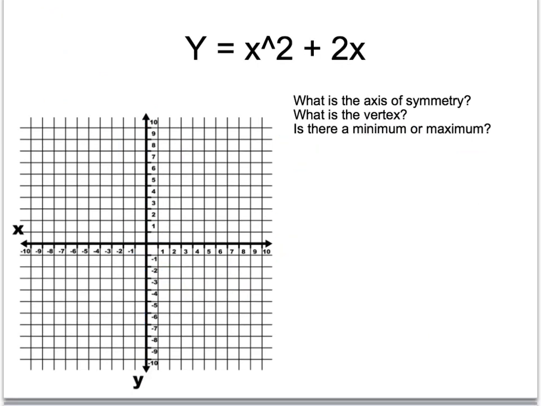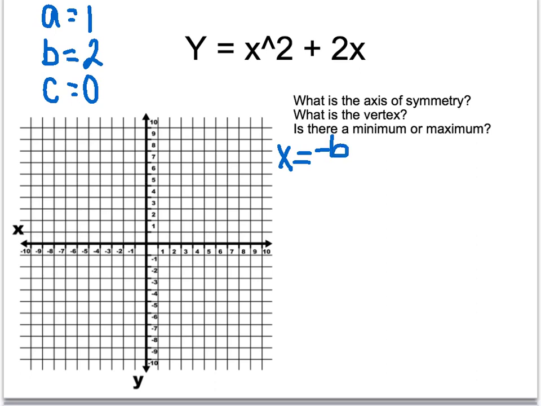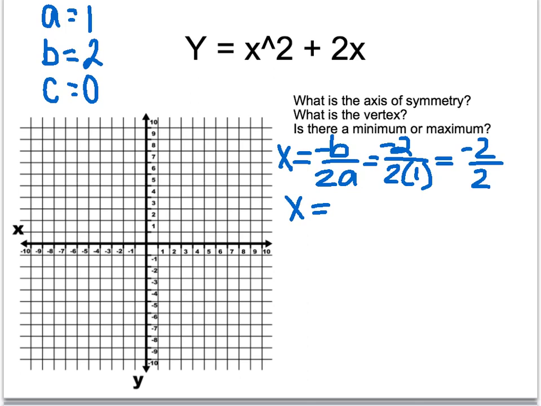Y equals x squared plus 2x. We have a equals positive 1, b equals positive 2, c is 0 because there is no constant. There is no c term. What is the axis of symmetry? X equals negative b over 2a. So that's negative 2 over 2 times 1, which gives me negative 2 over 2. So the axis of symmetry is negative 1.